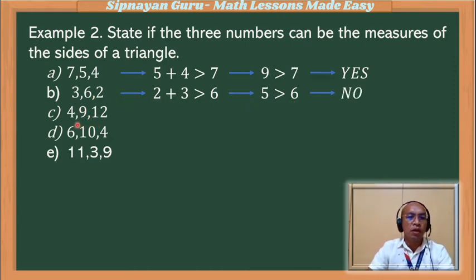Letter C, 4, 9, 12. If you add up 4 and 9, that is 13, and 13 is greater than 12, so this is possible. How about letter D?